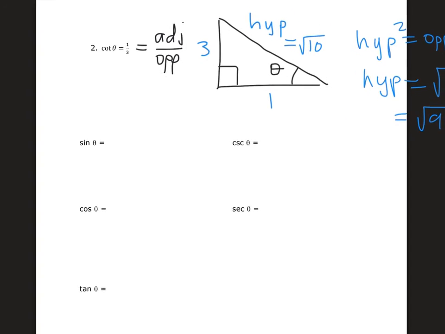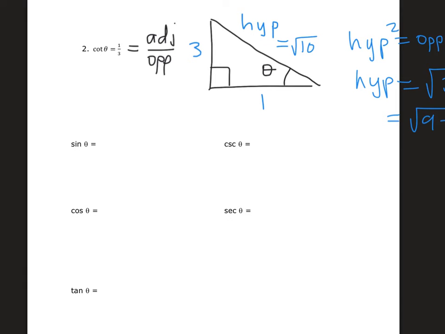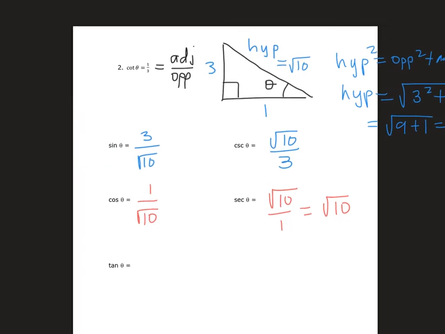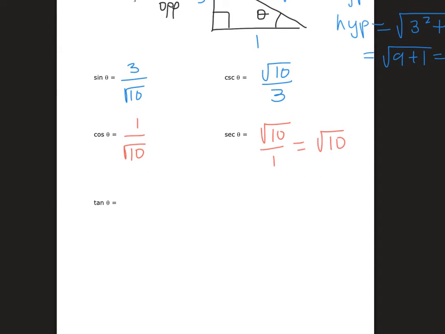Now we can fill out our trig function values. So the sine is opposite over hypotenuse. Cosecant is that reciprocal. Cosine is adjacent over hypotenuse. Secant is the reciprocal, square root 10 over 1, or just square root 10. Tangent is opposite over adjacent, so 3 over 1, or just 3.